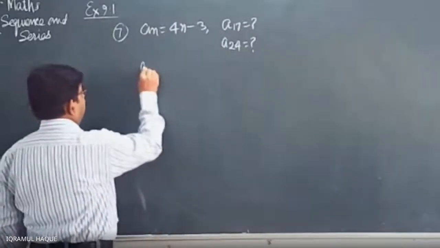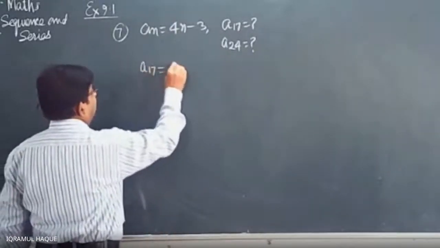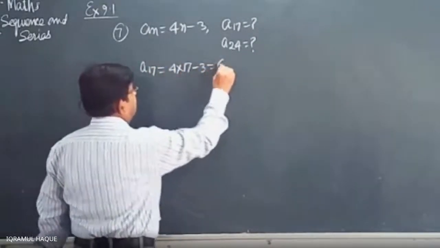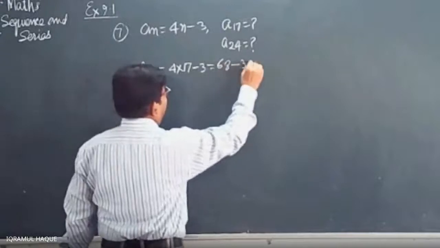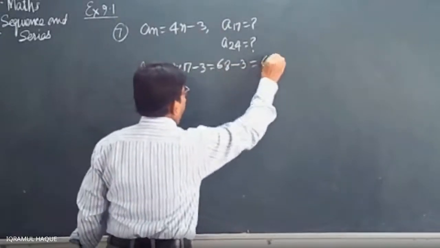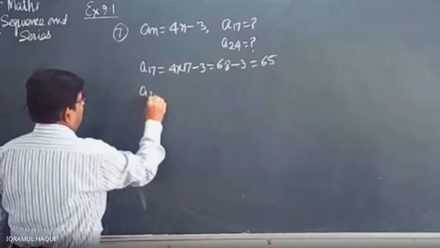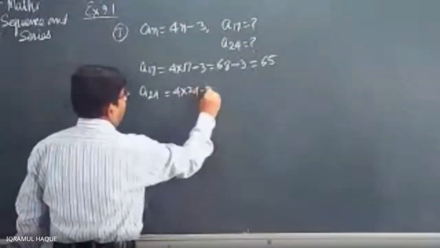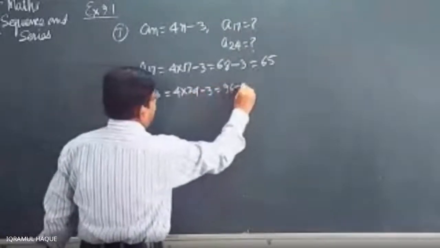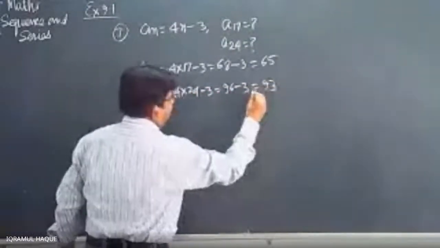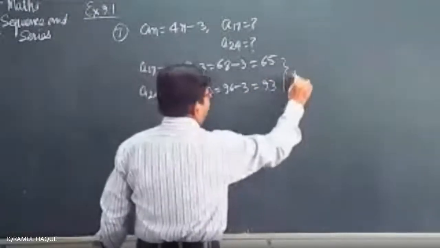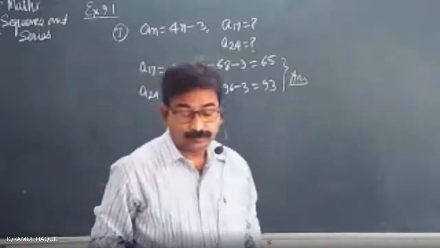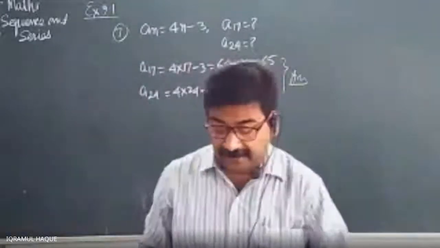So see, a17 means 4 into 17 minus 3, 68 minus 3 is equal to 65. A24 means 4 into 24 minus 3, this is 96 minus 3 is 93. So this is how we can get the answer. These are very simple questions, so I am leaving all these.